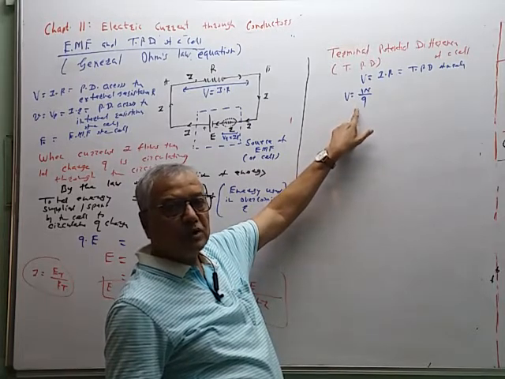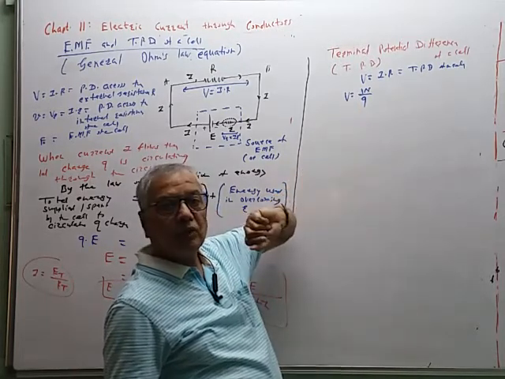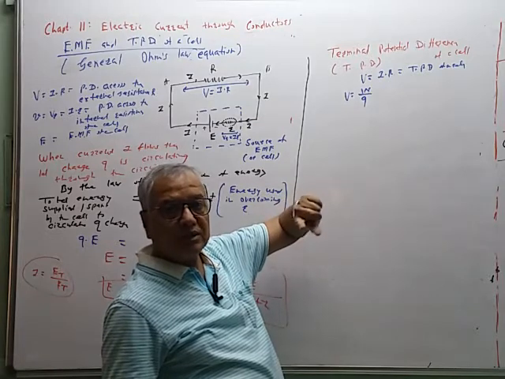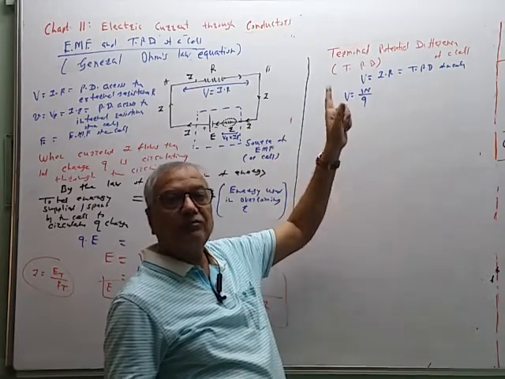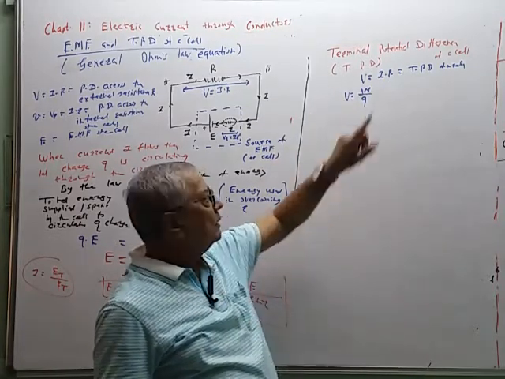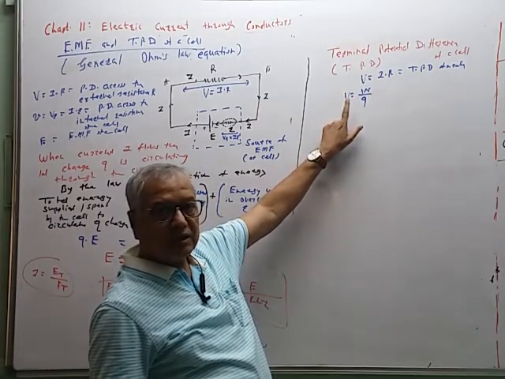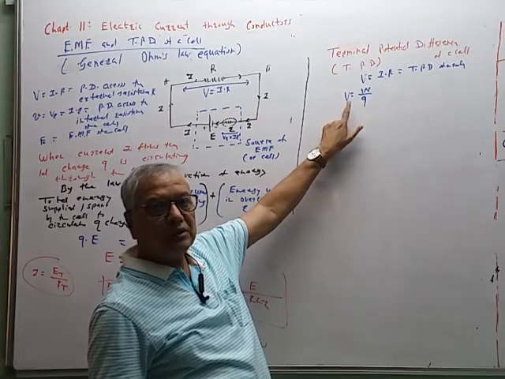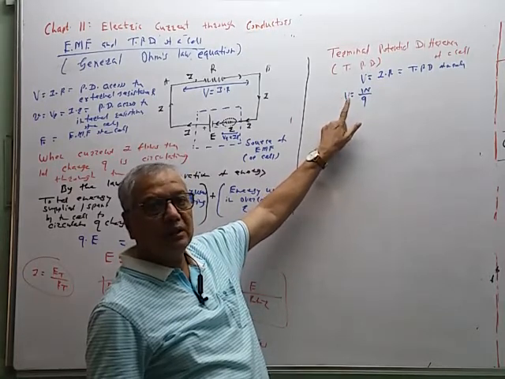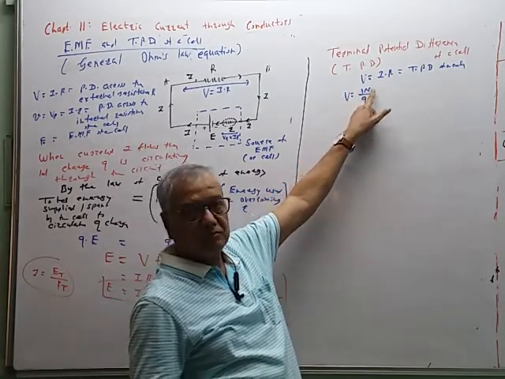So there is a difference between EMF and TPD. For EMF, the charge is circulating through the external resistance as well as the internal resistance. In this case, it is the work done, or the energy spent, in overcoming the external resistance only. Internal resistance will not come into this.